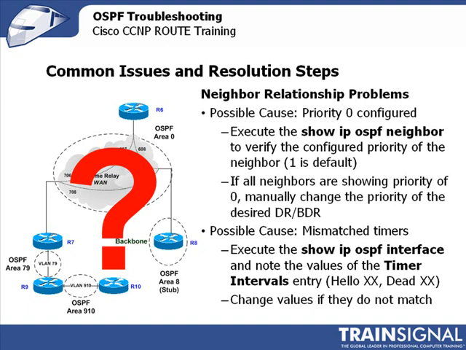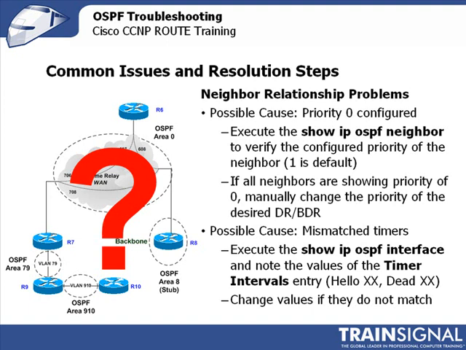Another thing that can cause it is mismatched timers, because OSPF again is very picky about this, just as it was with the MTU size. Do show IP OSPF interface, and it will show you the value of the timers under timer intervals, hello for the setting and dead for the setting. If the values don't match, actually go into the process of the interface and change it manually.